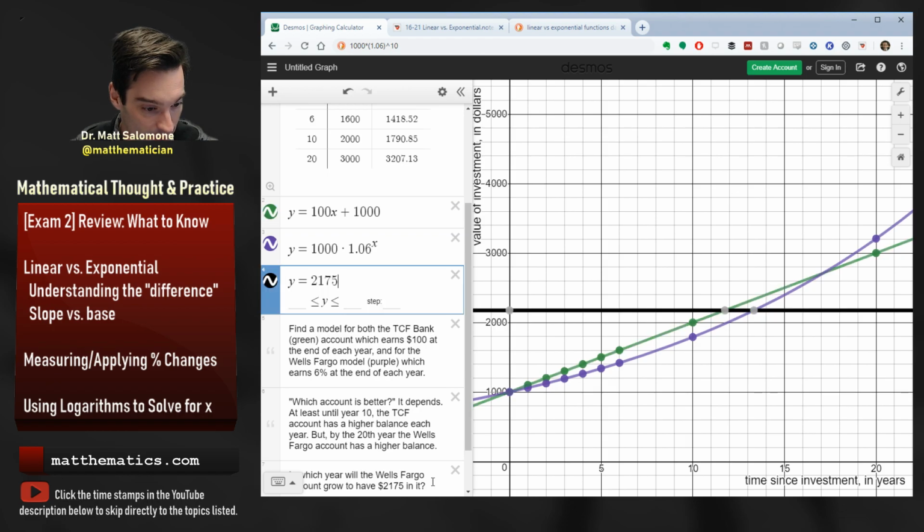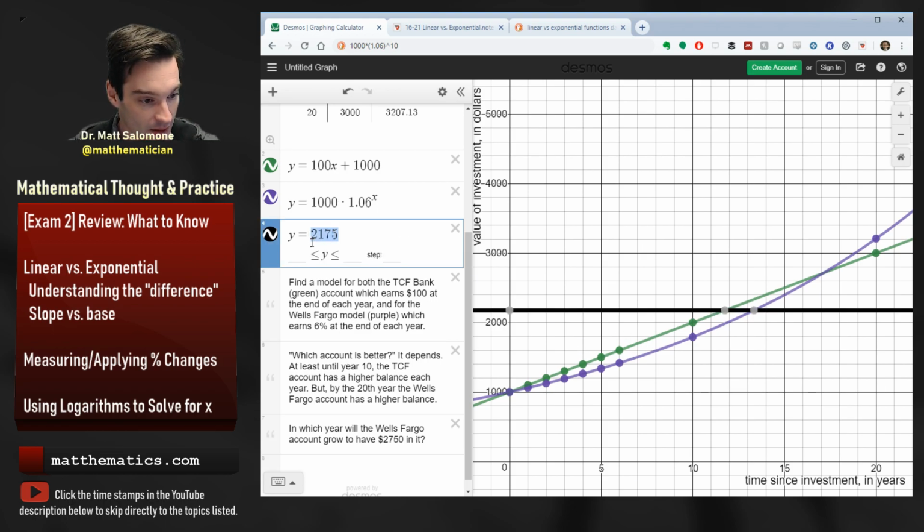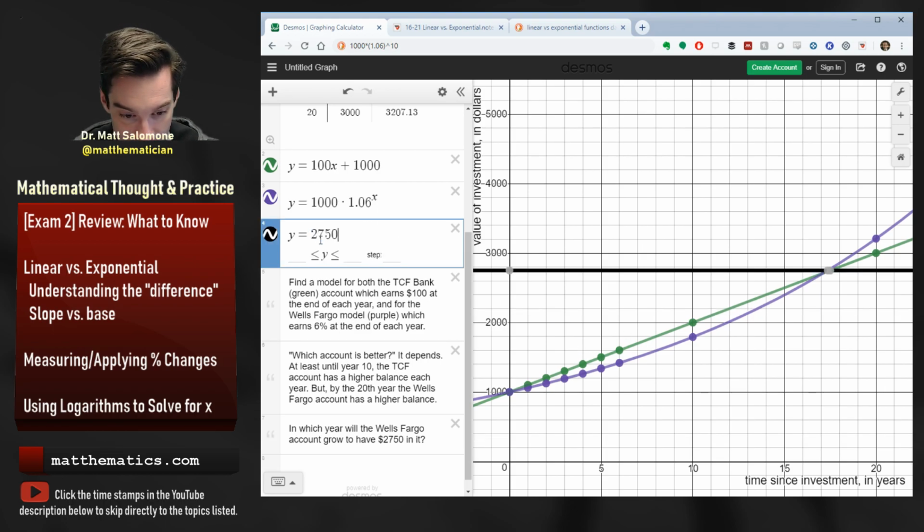2712. I just had a little touch of transposing these digits here. Let me change it to 2750 then. Y equals 2750. So what that does is it sets this horizontal line at 2750. And so I want to know, when does the purple graph exceed that line? When does that happen? So here now is an occasion for us to use some algebra to get this solved the way that I want to get it solved.